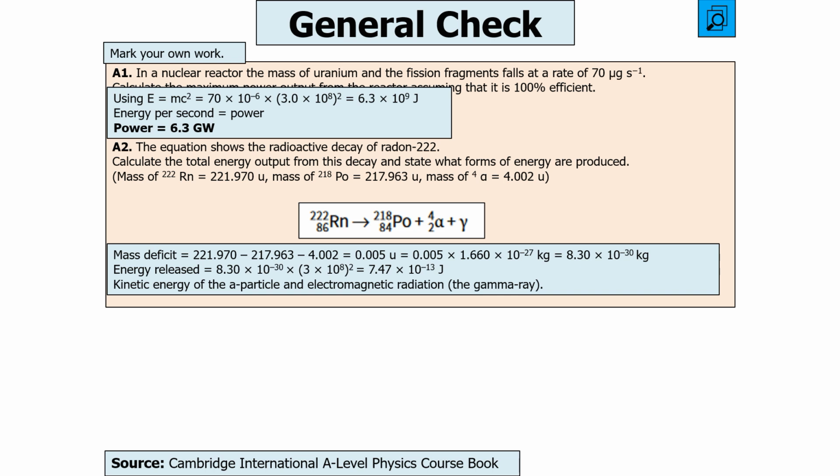So you can work that through and you get your difference to be 0.005 U. We can convert that into kilograms by multiplying by 1.661 times 10 to the minus 27, so it's 8.3 times 10 to the minus 30 kilograms. Energy released E equals mc squared. Pop it through and you get 7.47 times 10 to the minus 13 joules, and that'll be the kinetic energy of the alpha particle, and because you've got a gamma ray, some of the energy will go as the gamma ray as well.